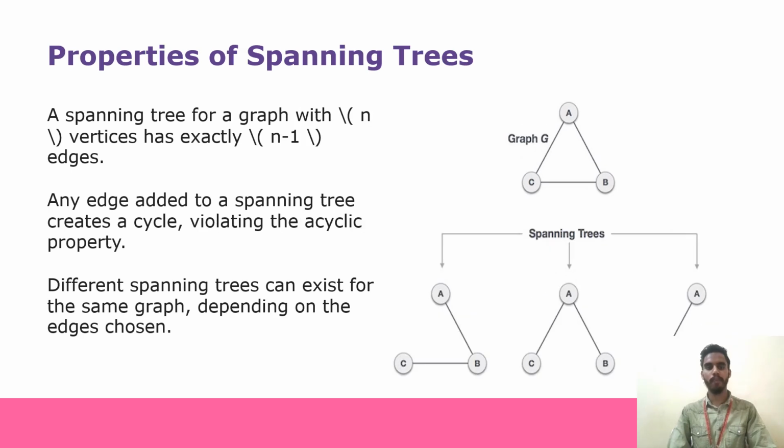Moving forward to the next slide, properties of spanning trees. A spanning tree for a graph with n vertices has exactly n minus 1 edges. Any edge added to a spanning tree creates a cycle, violating the acyclic property. Different spanning trees can exist for the same graph depending on the edges chosen.